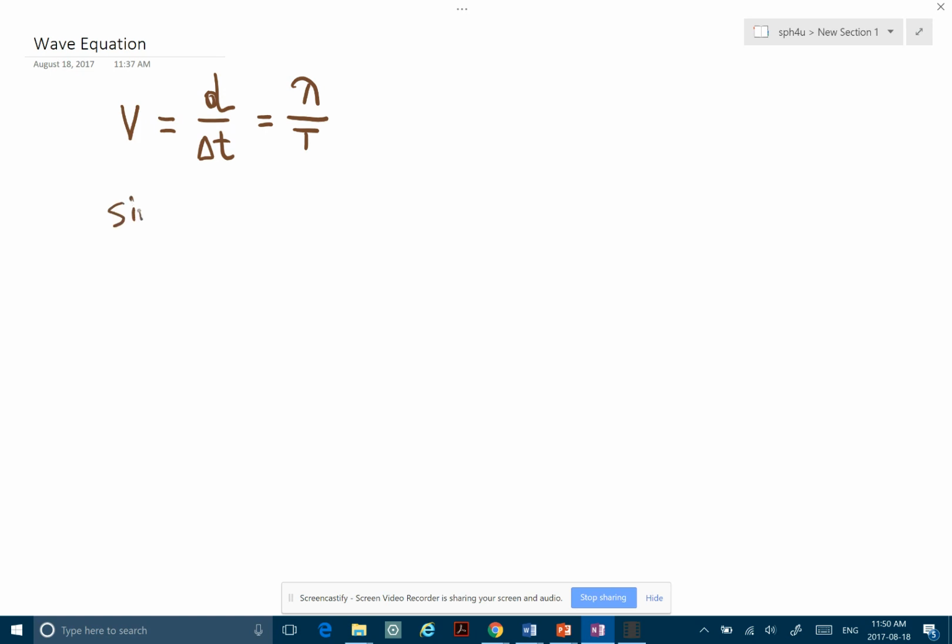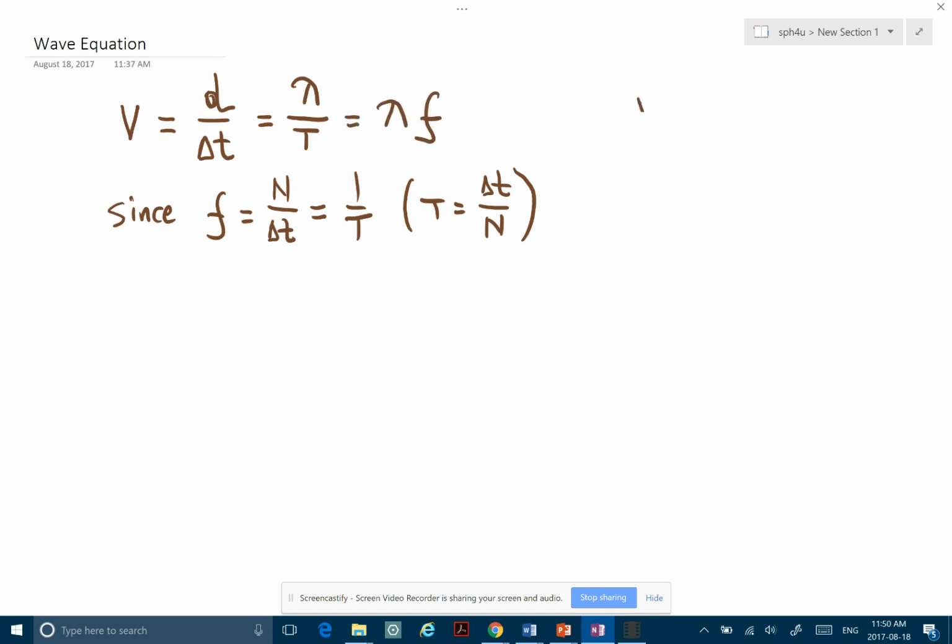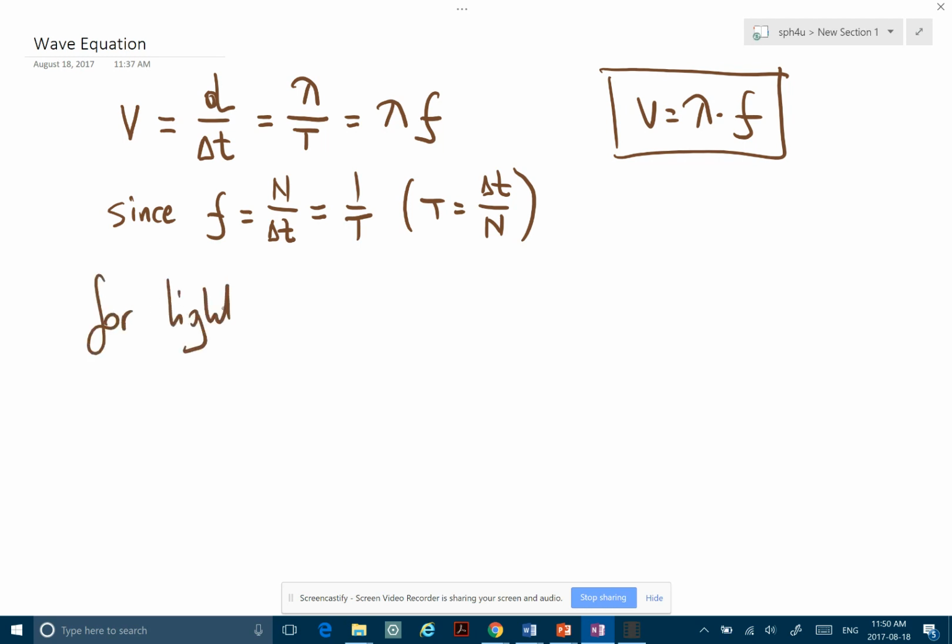But since we know, and I'm writing it down here, that frequency, which is, remember, the number of cycles per unit of time, is equal to 1 over period. Remember that period is how long it takes for a cycle to complete, so it's the time for one cycle, right? So since frequency is the reciprocal of period, the wave equation in standard form is v equals lambda times f, okay?